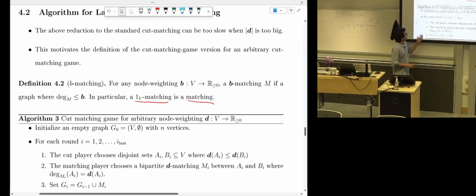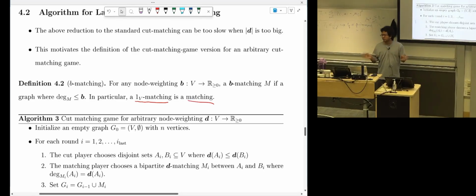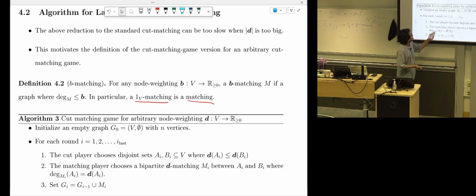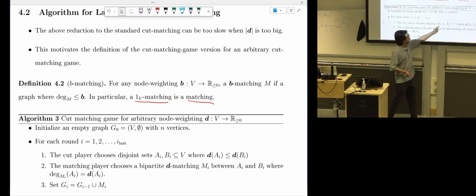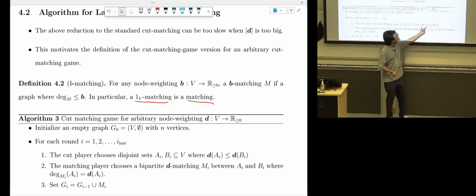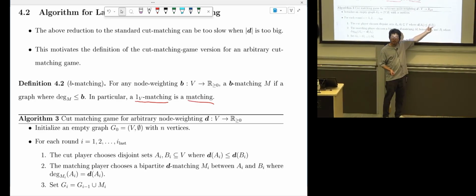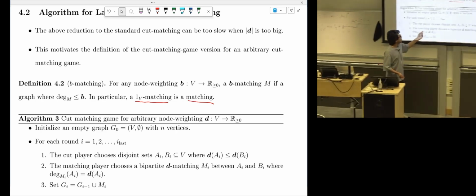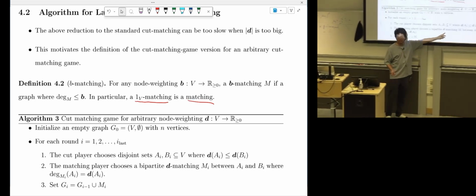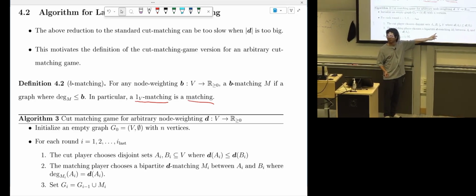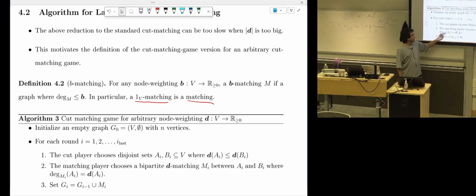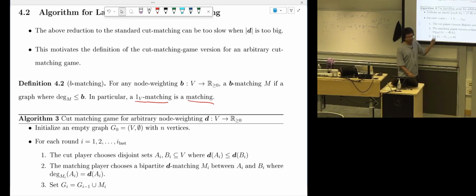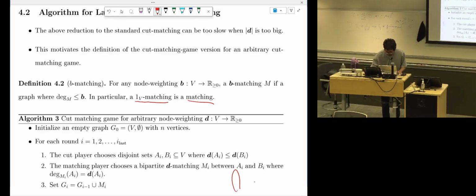And the natural generalization of the cut matching game is like this: you start with a graph, and then you choose sets A and B such that the size of A is smaller than the size of B in terms of the node weighting D. In each round, the matching player, instead of choosing a matching, chooses a D matching that matches A and B. And the size of the matching, you have A and B.